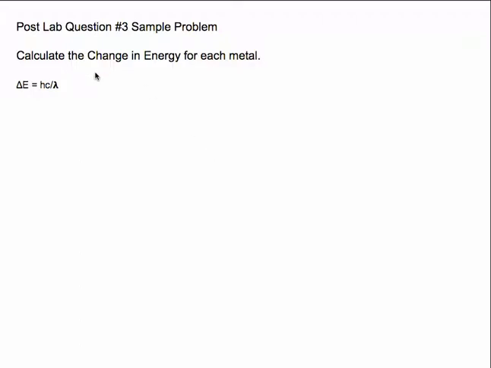Okay, this problem is where you're trying to find the change in energy for each metal that produced the color of light that you saw. So this is the post-lab question number 3 on page 4 of the handout. The first thing you're going to have to do is make sure you've done problem 2, which is convert the wavelengths from nanometers to meters.